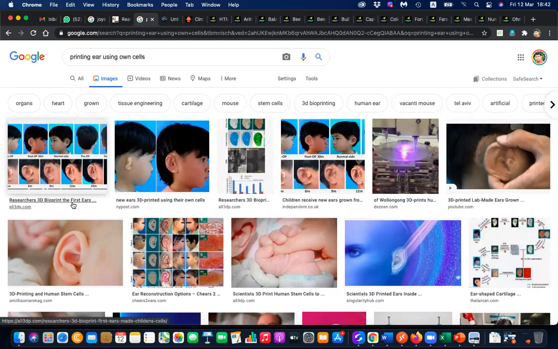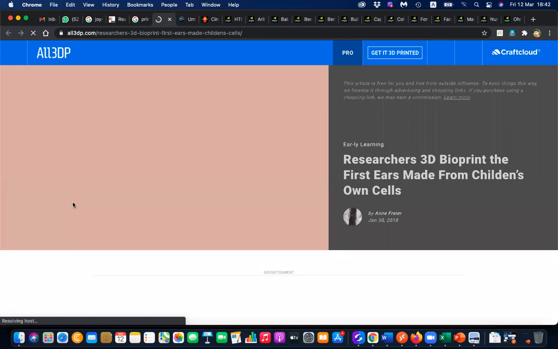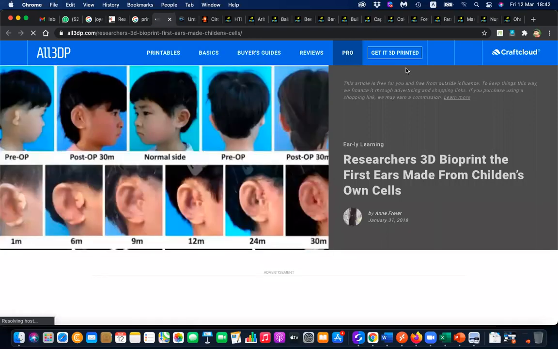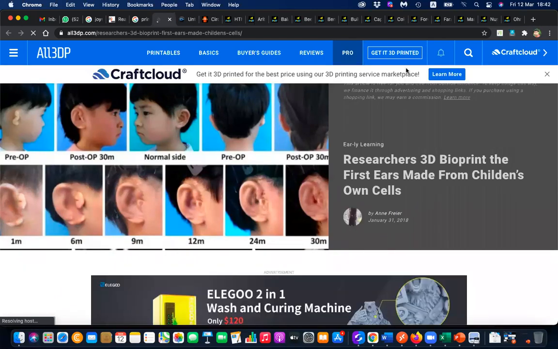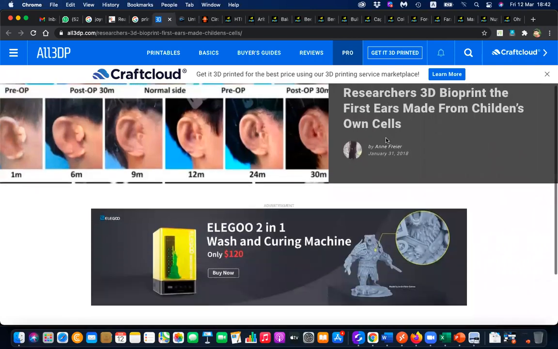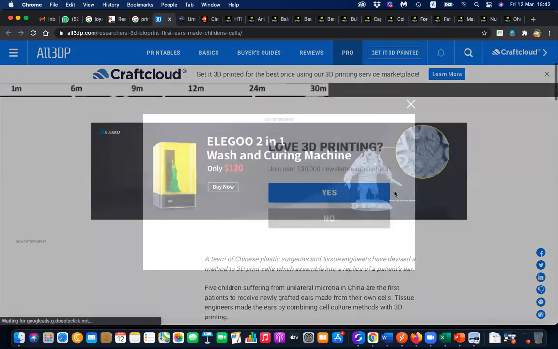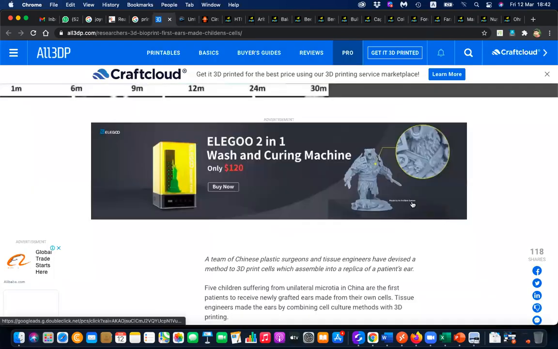You can see researchers doing 3D bioprinting. This is not just printing. This is called 3D bioprinting. It's capable of drawing. So that is the future science.